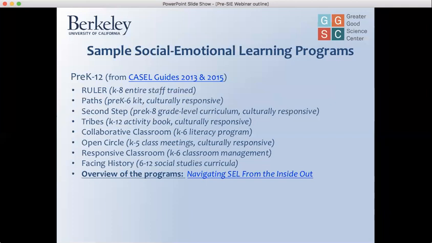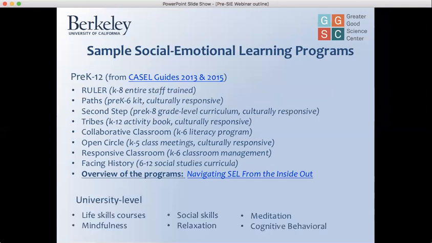We will talk more about SEL and cultural responsiveness at the actual institute, but I would really recommend that you look very, very closely at how these programs claim to be culturally responsive and decide whether or not you think their approach is sufficient for your school's needs. Also, the programs use different pedagogical methods, so it's really important that teachers have a say in choosing a program. And most of the programs are classroom-based. Only Ruler requires that all the adults in the school be trained in the SEL skills, which is preferable.